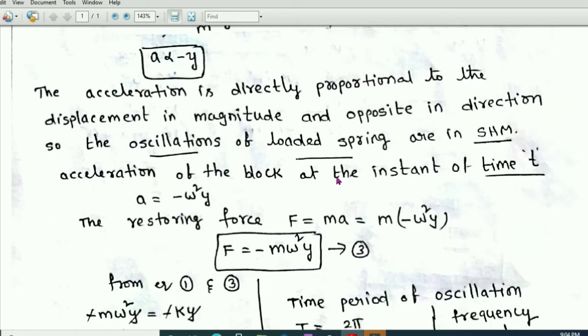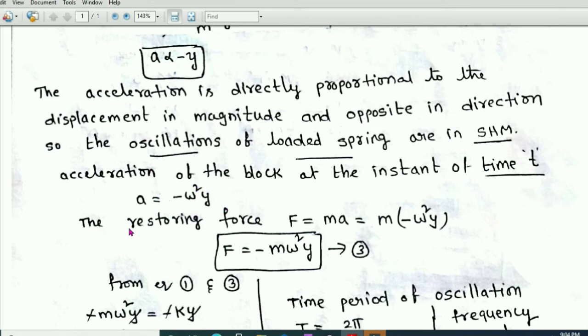for that block, at any instant of time t, the acceleration a is equal to minus omega square y. This is the acceleration formula, already discussed in the previous classes. A is equal to minus omega square y is the expression for the acceleration of a particle in simple harmonic motion.